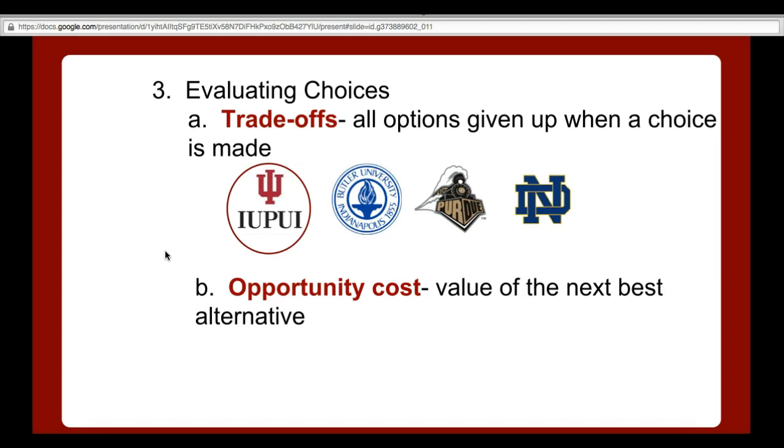So you chose IUPUI, okay, all the other 3 are your trade-offs, and one of them is kind of like the runner-up, the one that you really would have picked, it was your second choice, okay, so maybe that'd be Purdue, but because you're going to IUPUI, you can't go to Purdue, so Purdue is your opportunity cost, okay.